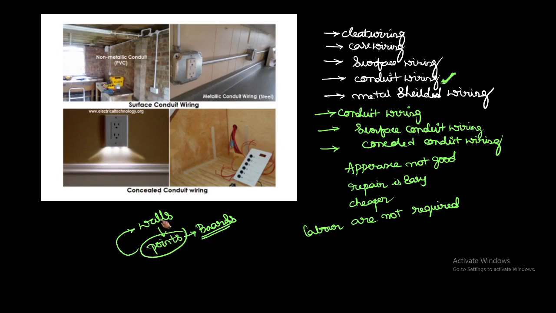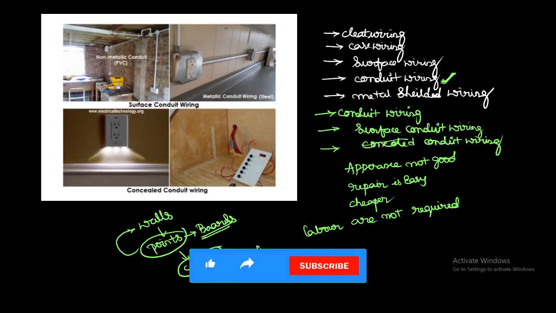After the wall is constructed, we will cover it with cement. So it is sealed with cement, so that you cannot see any wires passing on the surface of the walls. That is called the concealed conduit wiring. So the appearance will be very good. Now your appearance is much improved.